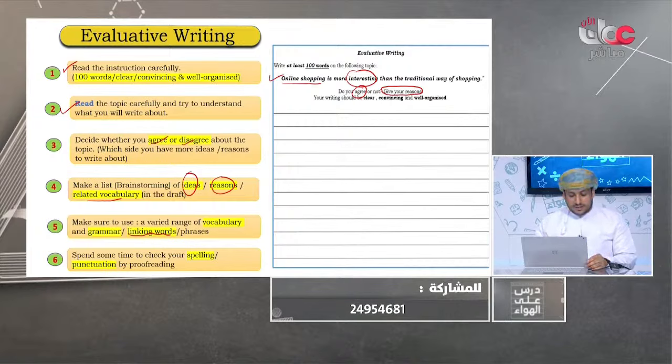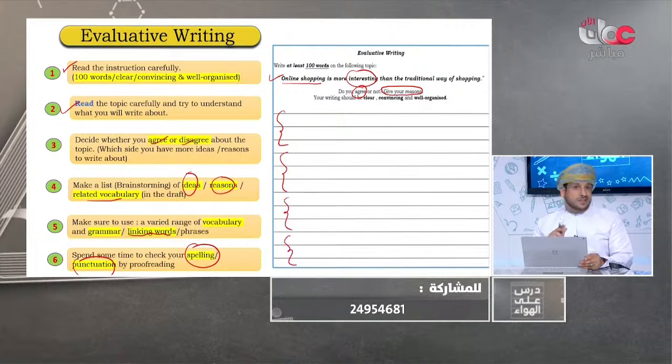And number 6, spend some time to check your spelling. Checking your spelling is very important by the end of each paragraph, and punctuation. Maybe you missed a full stop or comma. You can read the whole paragraph when you finish, then add all these missing items. Okay, this is the topic. So you will spend 3 lines writing the introduction. Here you will write the first reason, second reason, and here you will write the conclusion. So this is the structure of the writing, and then we will go to the sample.